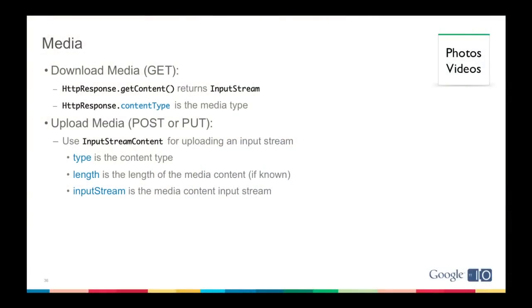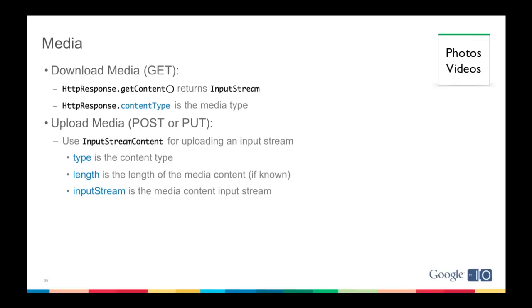So what about media? I get a lot of questions. How do I upload a video? I took a picture. I want to send it to Picasa. How do you do that? Or maybe I want to download a picture. So you can use HTTP request.getContent. I used that earlier. That gives you an input stream. Pretty straightforward. And the content type is the media type.